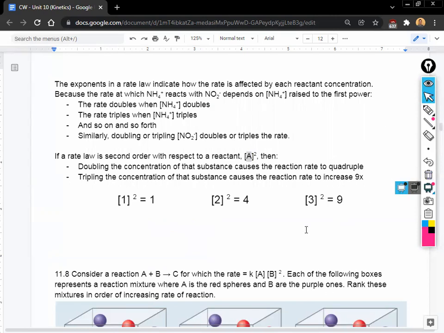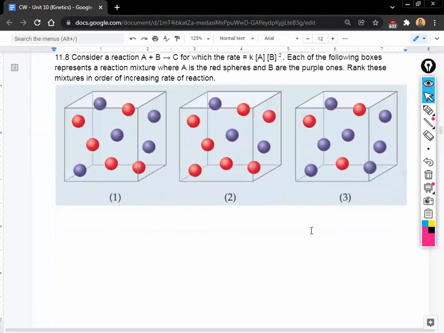Okay, so we'll start nice and easy with the problems, and we'll end with this one, 11.8. For this reaction, A plus B gives C, the rate law is this right here. Each of the boxes represents a reaction mixture where A is the red spheres and B are the purple ones. Rank these in order of increasing rate of reaction.